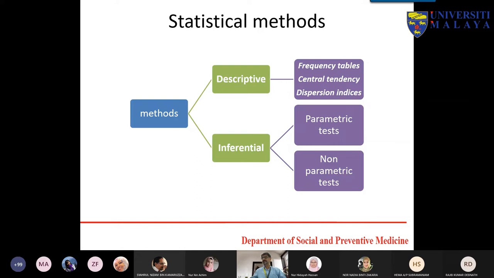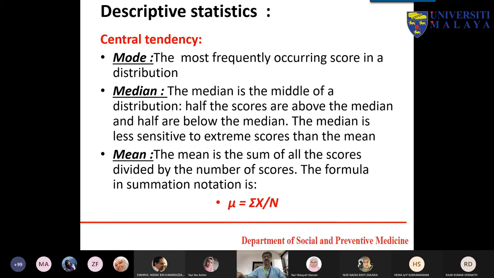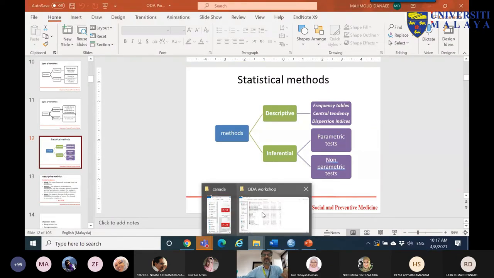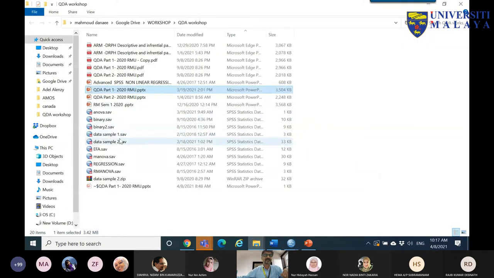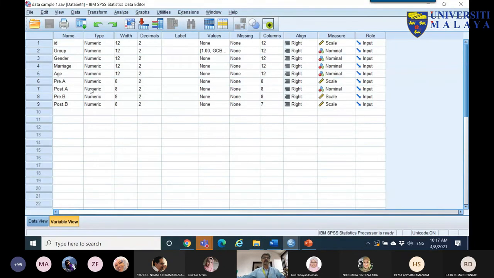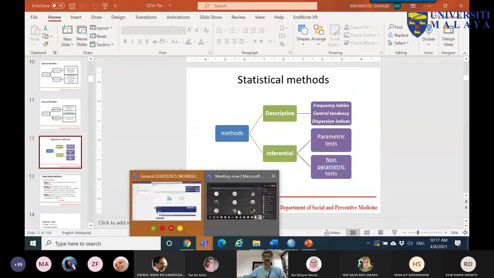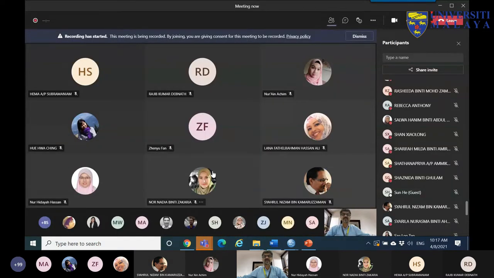So let's start with the descriptive. I'm sure that most of you are familiar with descriptive statistics. The frequency, I think it's very clear. Let me open my data and show you something with the data. Suppose that this is your data. Of course, are you familiar with SPSS? Most of you are not. Do you know SPSS? SPSS is a Statistical Package for the Social Sciences, right?